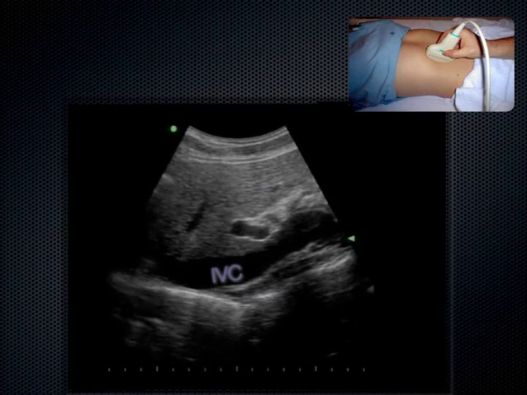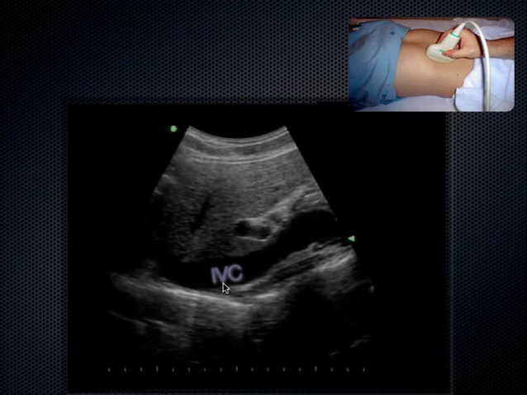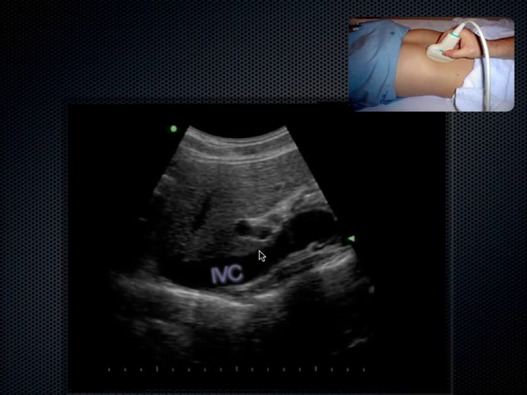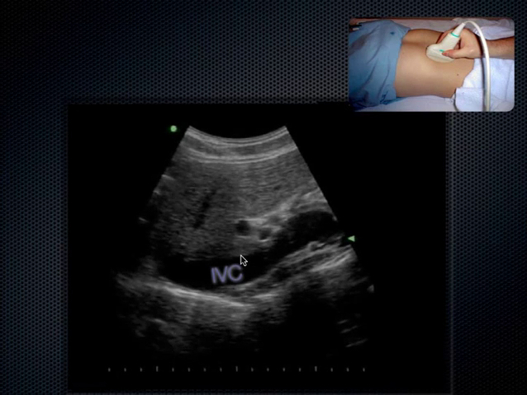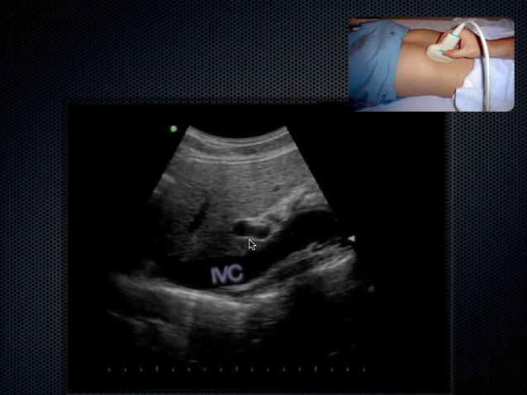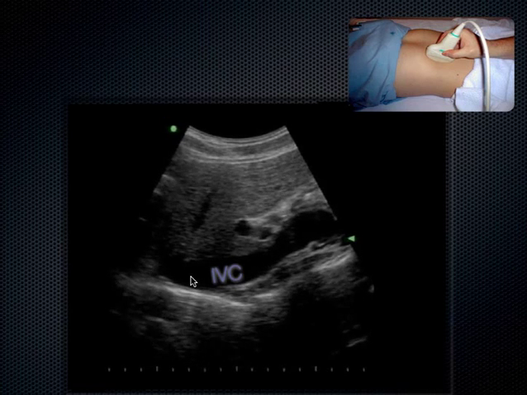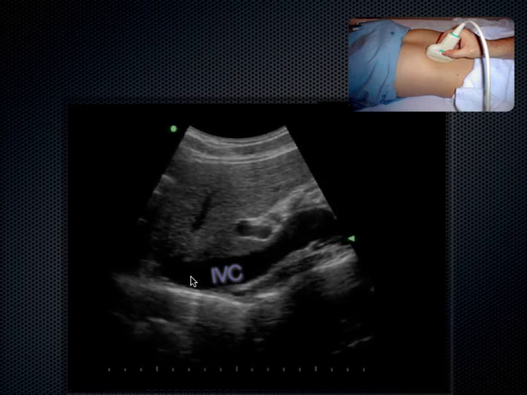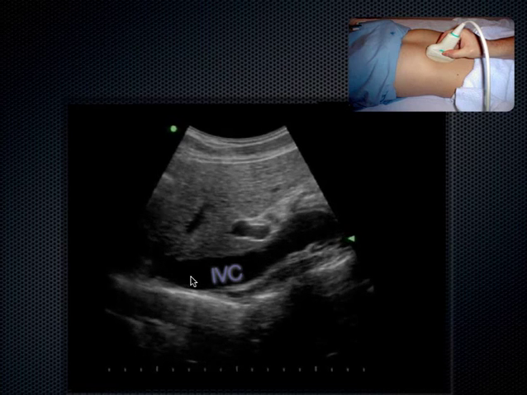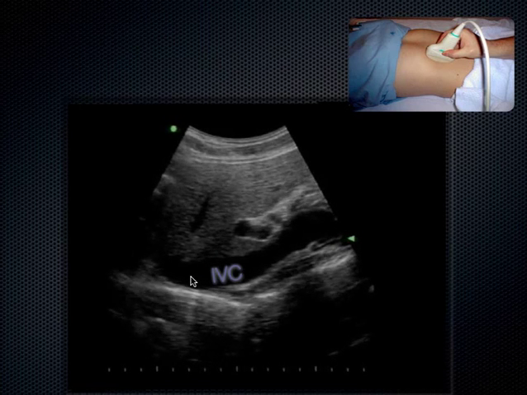So, what does it look like? This is the IVC right here. Okay, I see it going along. The IVC has very thin, flat black walls, as opposed to the portal vein that has very hyperechoic walls. Okay? And this is a patient who's breathing in and out and has a 2 centimeter IVC that is not changing at all with respiration. So this patient would have a CVP greater than 10 millimeters of mercury. Adequately hydrated.